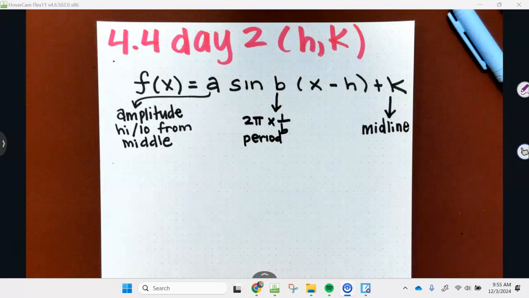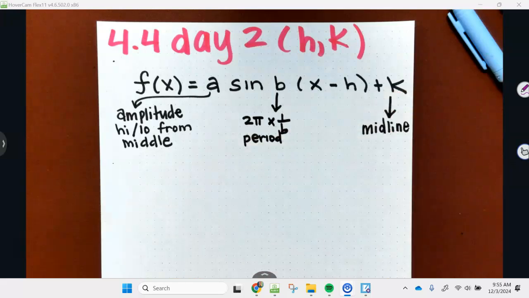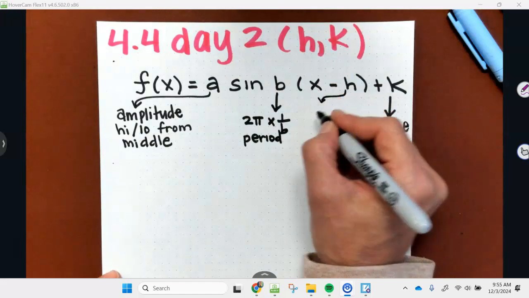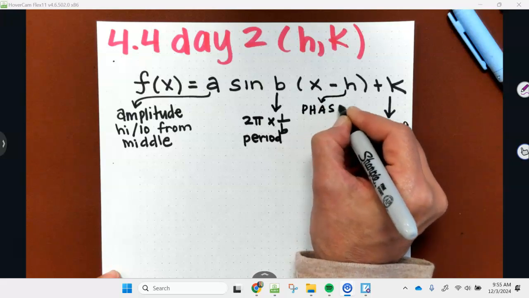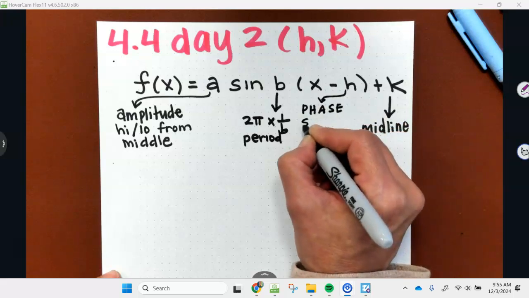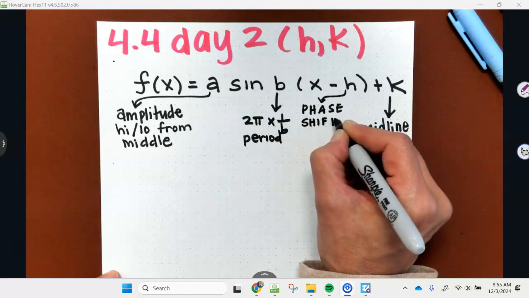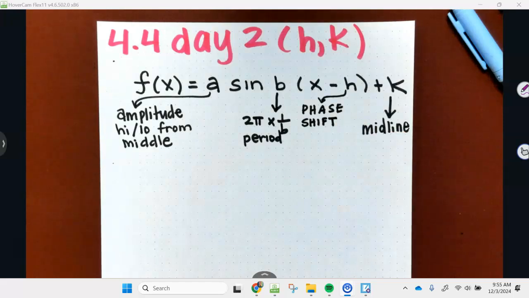And then there's H. H is still opposite. If it's negative in the parentheses, then it's positive on the graph. If it's positive in the parentheses, it's negative on the graph. But it has a new name. Write this down because I'm pretty sure you've never seen this before. It's called a phase shift. And if you have seen that before, I'm very impressed. Phase shift.